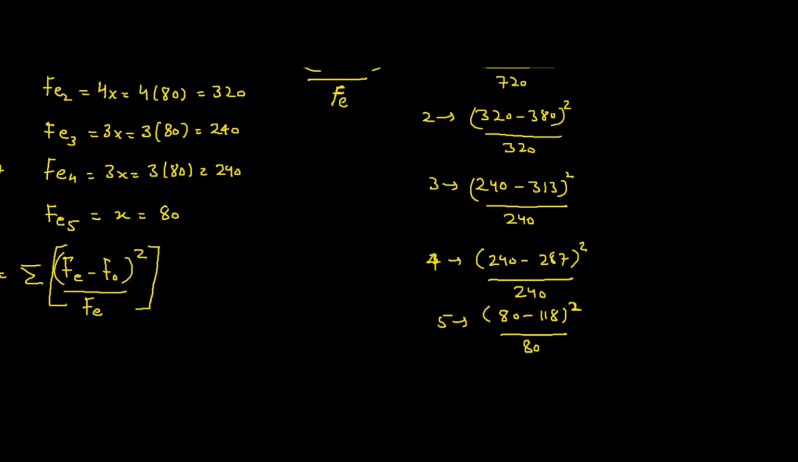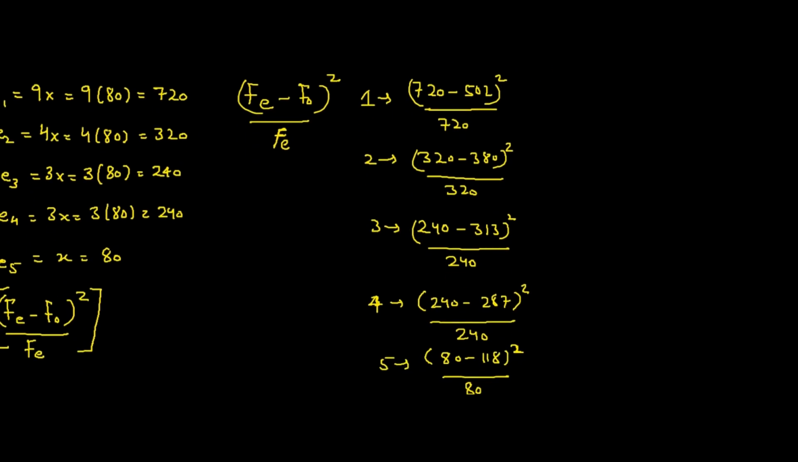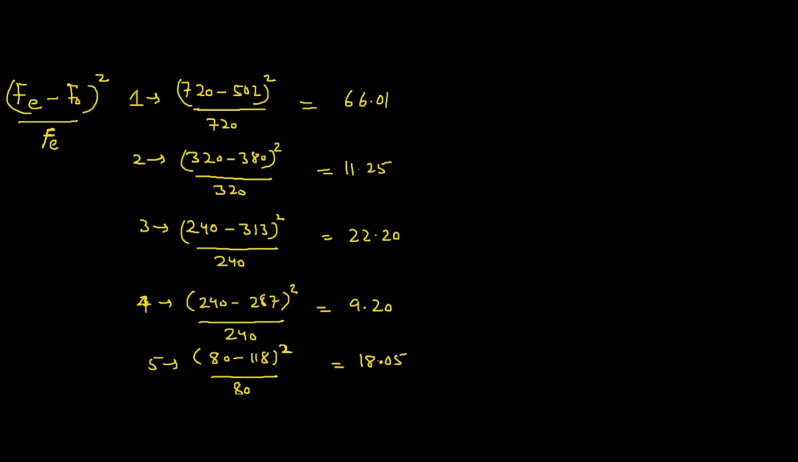Okay, let's not waste time in the calculation. I have a calc and I have calculated all these values. Let me write them for you. These values are 66.01. This is going to be 11.25. This is going to be 22.20. This is going to be 9.20. This is going to be 18.05. Okay, so let's do the rest here.